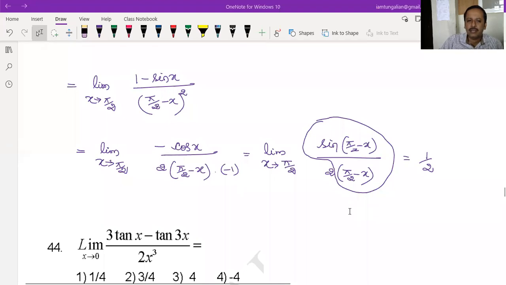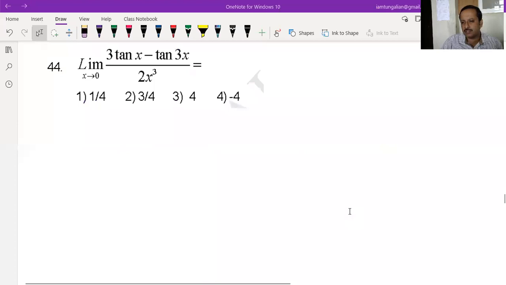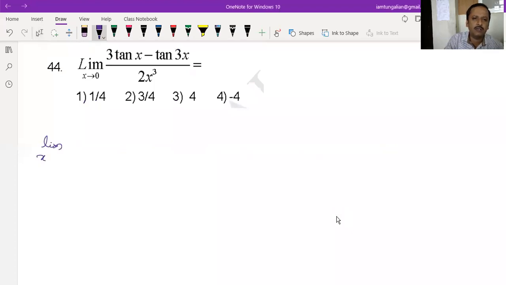Okay. Next question, 44th question. Limit x tends to 0 of (3 tan x minus tan 3x) divided by 2x cube. If we directly apply the limit, we get 0 by 0, tan 0 is 0, denominator also 0. But it will be somewhat complicated.